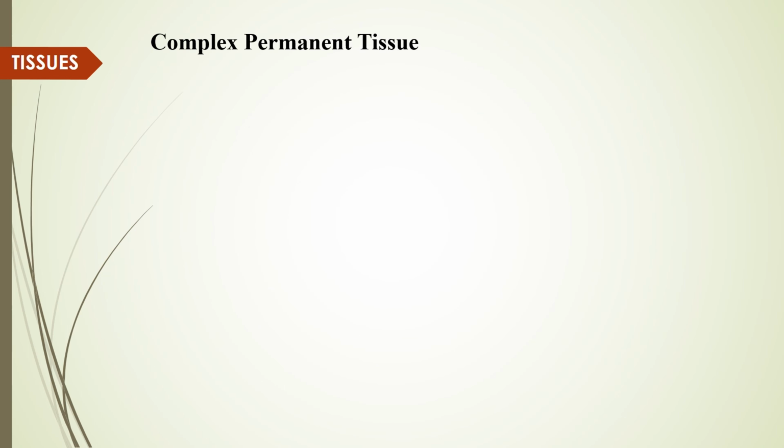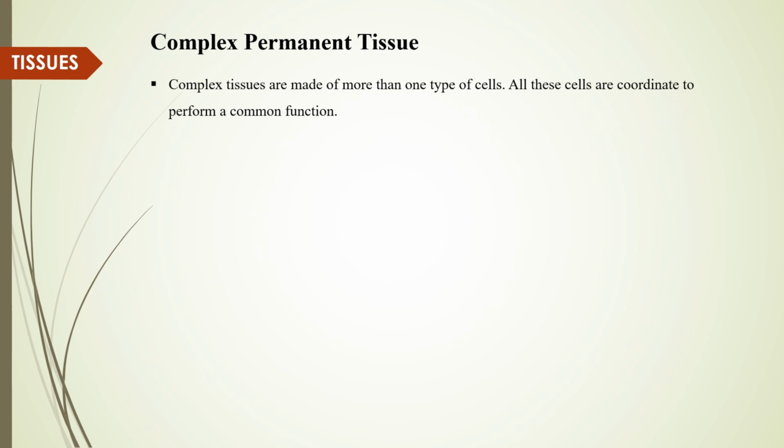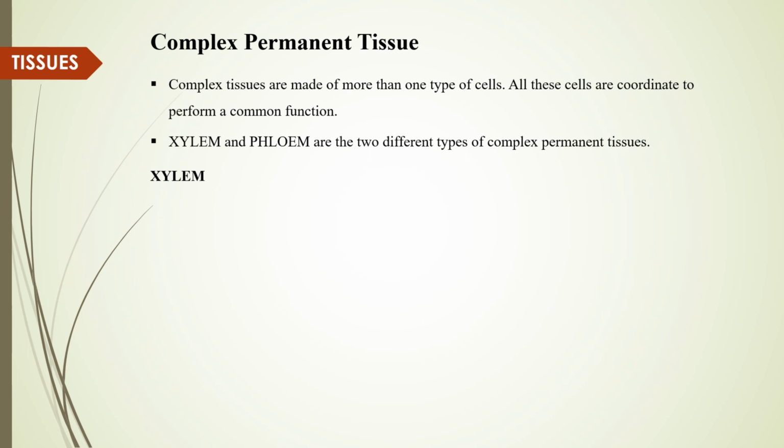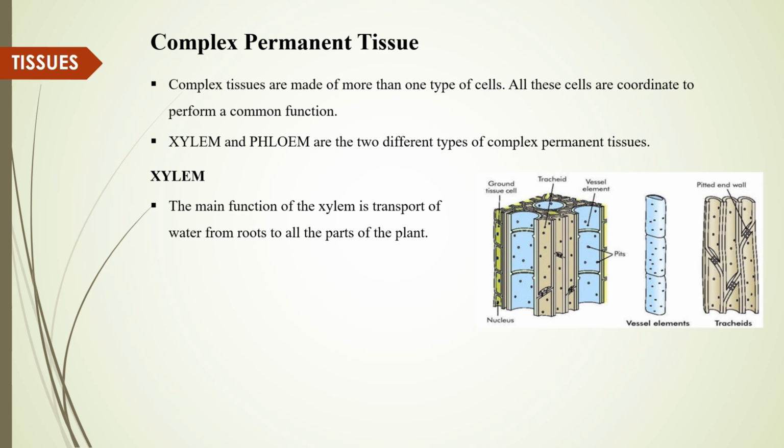Complex permanent tissue. Complex tissues are made of more than one type of cells. All these cells coordinate to perform a common function. Xylem and phloem are the two different types of complex permanent tissues. Xylem. The main function of the xylem is transport of water from roots to all the parts of the plant.